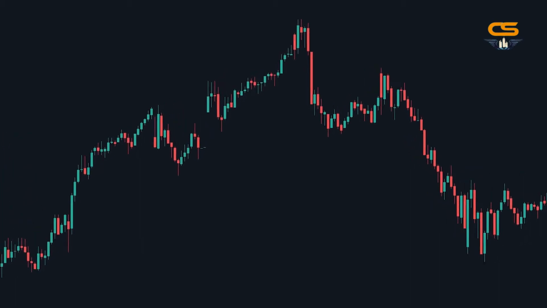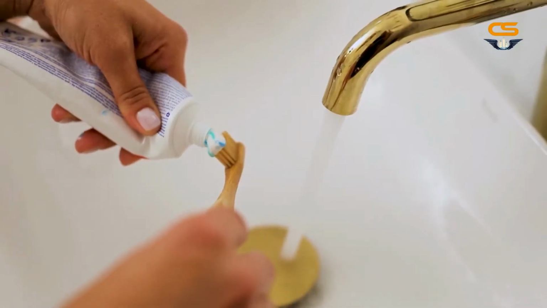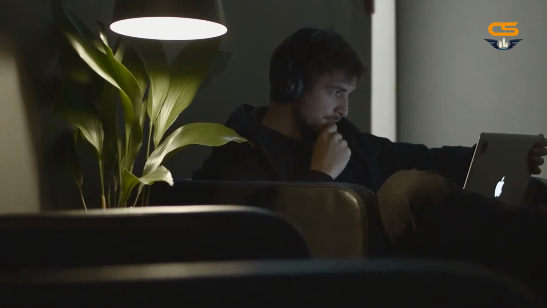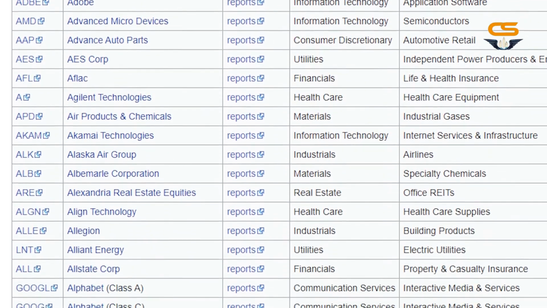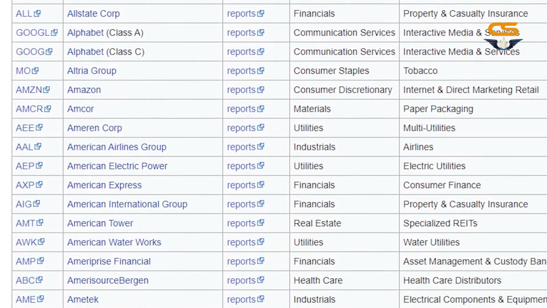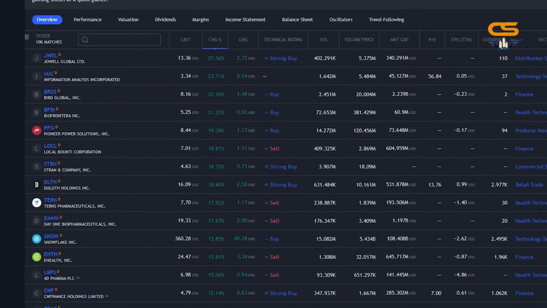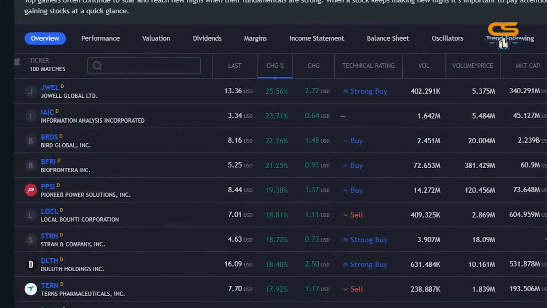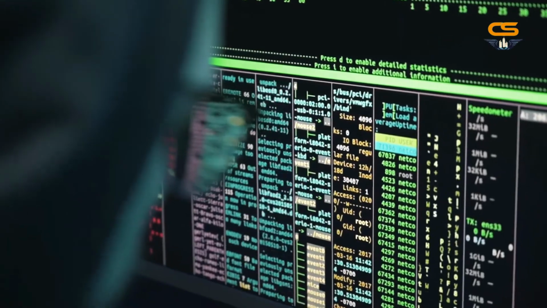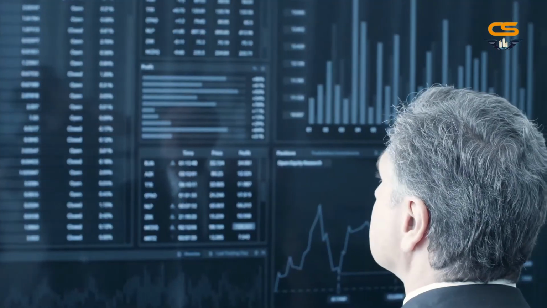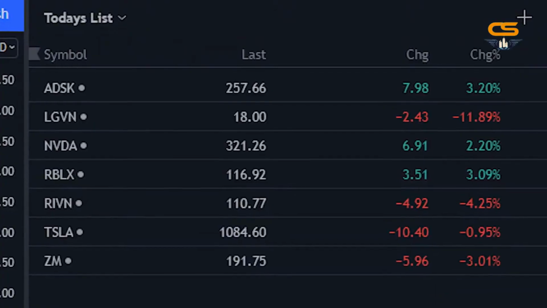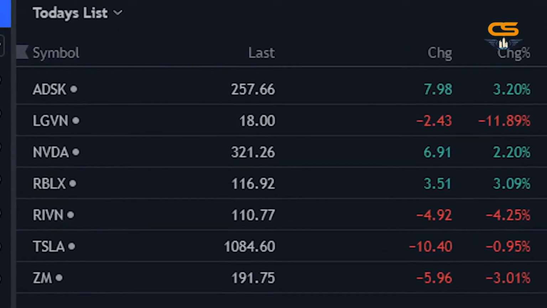Let me paint you a picture. You just woke up, you brushed your teeth, got your coffee, and now you're doing your morning stock preparation, spending hours scrolling through tens if not hundreds of different stocks, trying to find that one gem that'll make you profitable that morning. Have you ever wondered if there's a magical way to completely filter out thousands of stocks so you can only see the ones that fit your exact requirements?